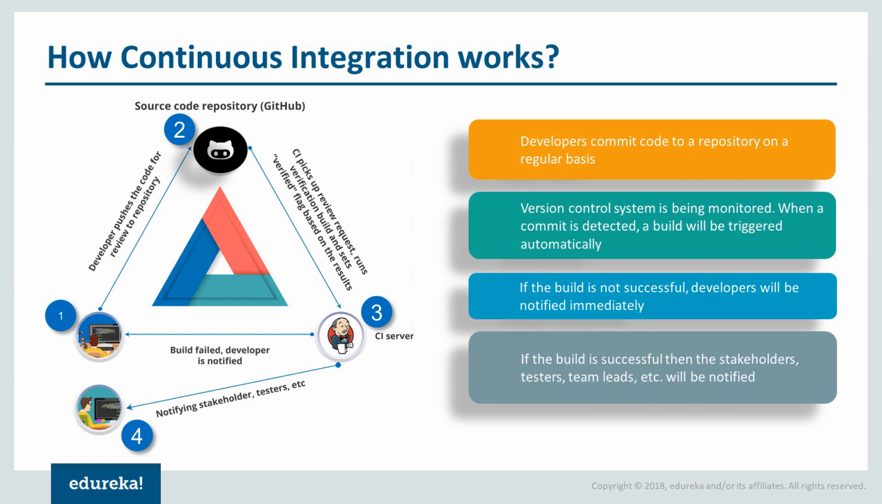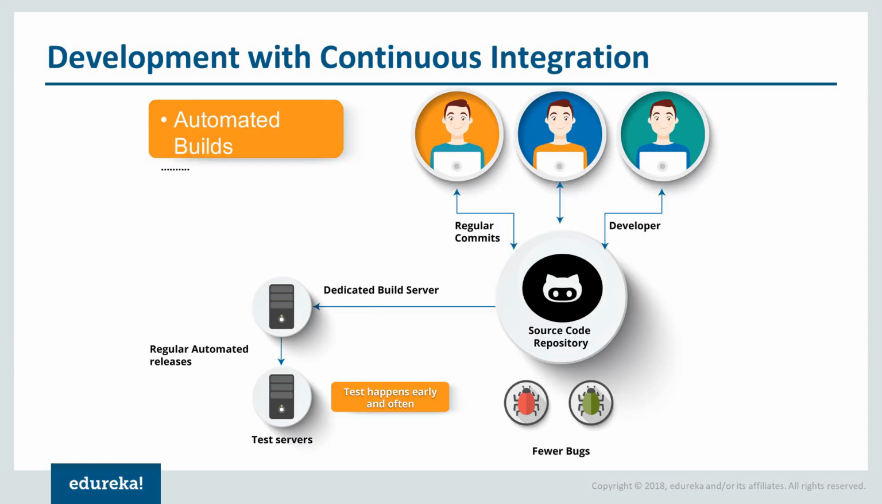Once that is done, they will again commit the code to the source code repository, and then it will again be triggered and built on a CI server. This process will be repeated multiple times till the time the code passes all the tests. That is what continuous integration is all about. So this is a pictorial depiction, another example of how development with continuous integration looks like.